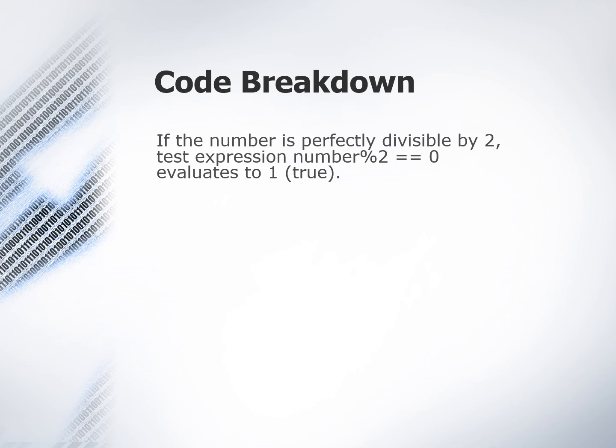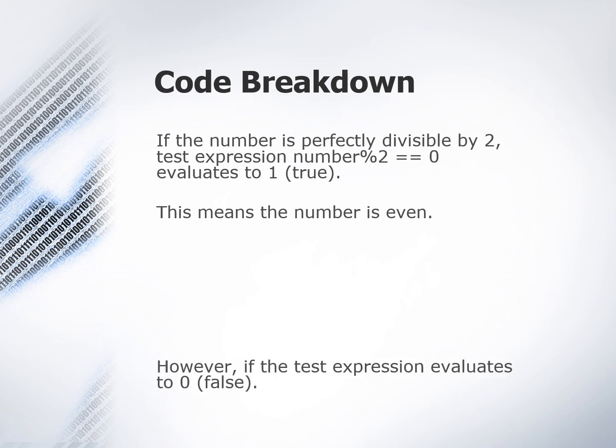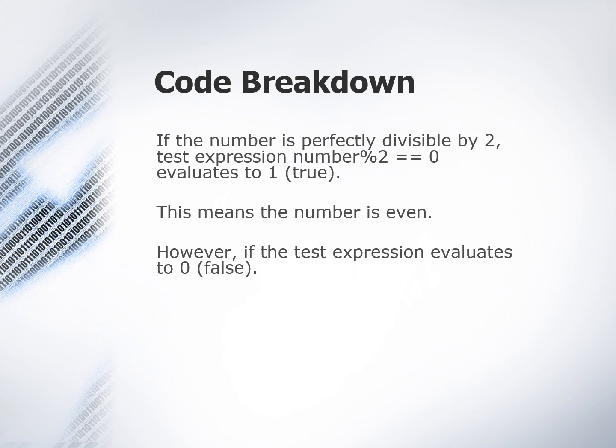Now if the number is perfectly divisible by 2, the test expression num % 2 equals 0 evaluates to 1, that is true, and this means the number is even. However, if the test expression evaluates to 0, that is false, this means that the number is odd.